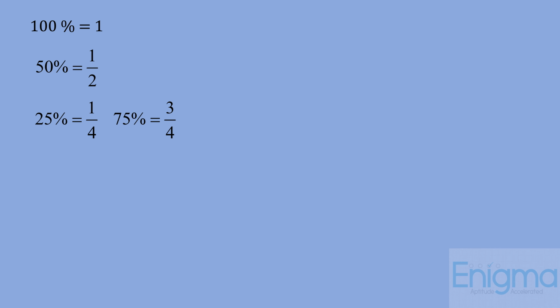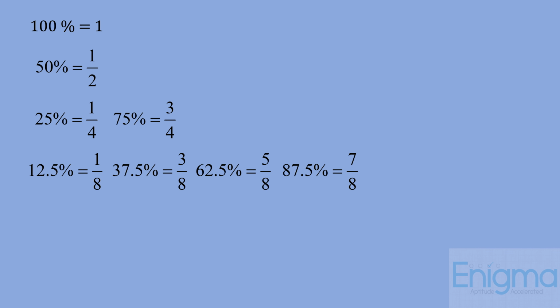But as we move on further, it becomes a bit difficult to reduce them. So therefore, it is always better to remember the corresponding values of percentage and fraction. 12.5% is nothing but 1 by 8. 37.5% is nothing but 3 by 8. 62.5% is nothing but 5 by 8. 87.5% is nothing but 7 by 8.